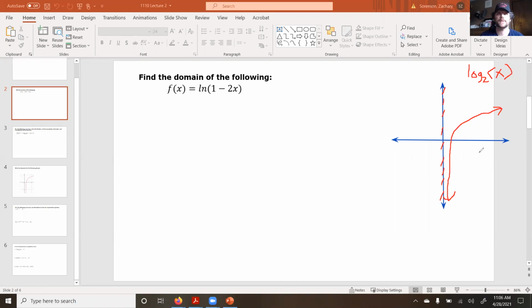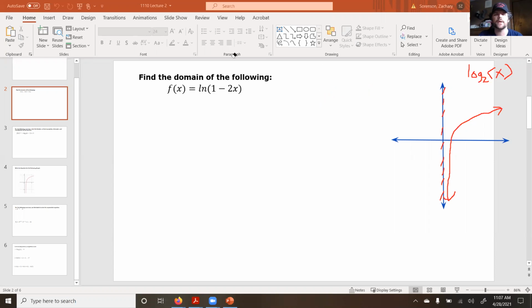And so this is the wrinkle in that breakdown of domain: when we have a logarithm, we do a very similar process to what we did with square roots. So if this was the square root of 1 minus 2x, the process to find that domain is I set this greater than or equal to 0, solve, and then write it in interval notation.